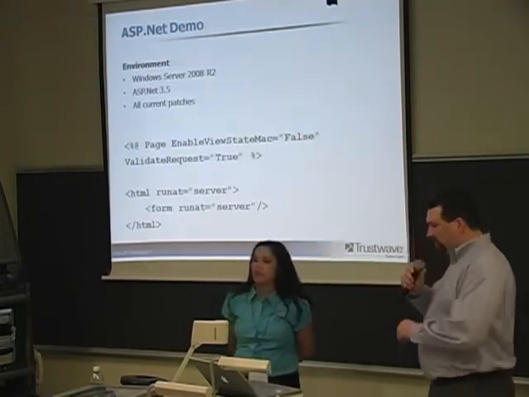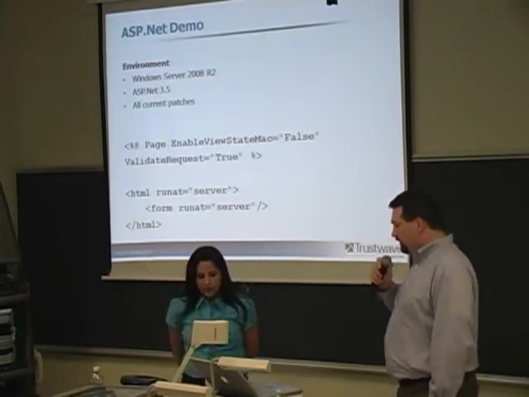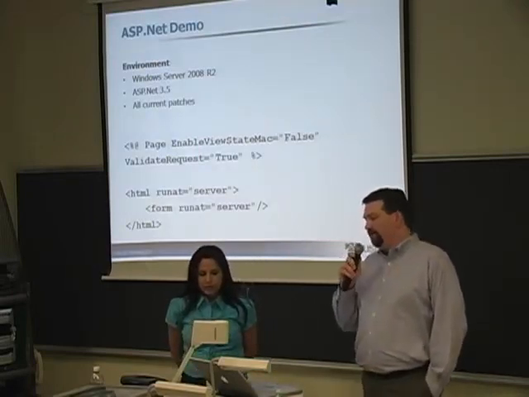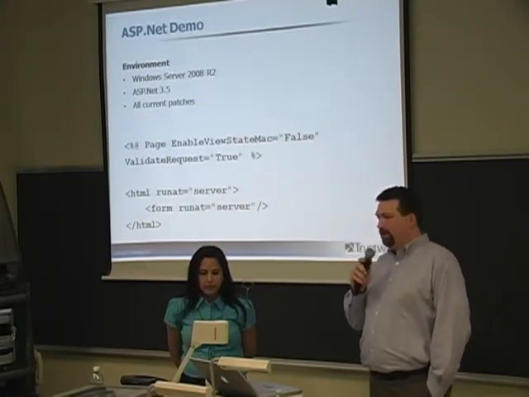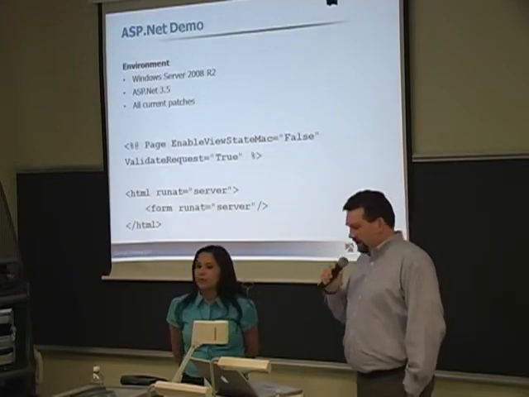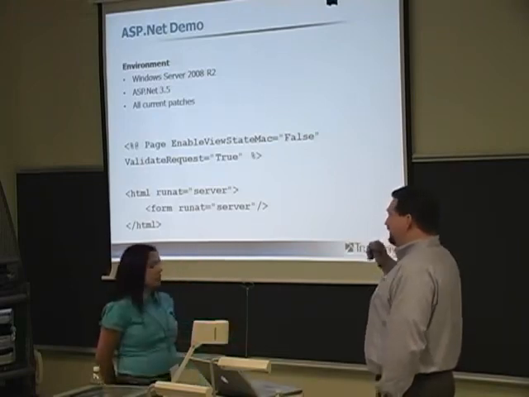Okay, so the demonstration environment for ASP.NET is a lot simpler. It's Windows Server 2008 R2. It was supposed to be ASP.NET 3.5. It's actually 2.0, but it'll work exactly the same. I think actually the code that's impacted wasn't changed at all between versions. This is the ASP that's used. It's a very simple page.